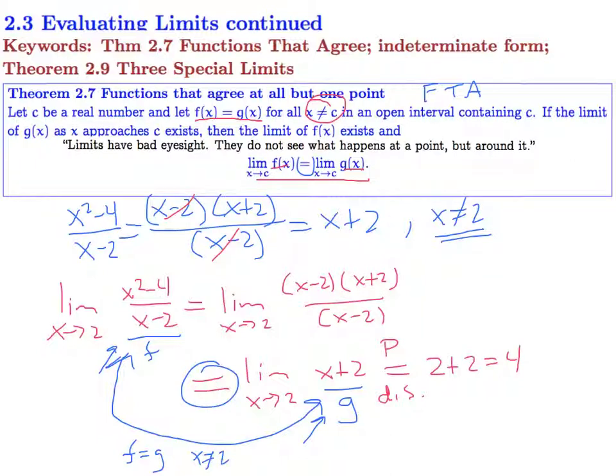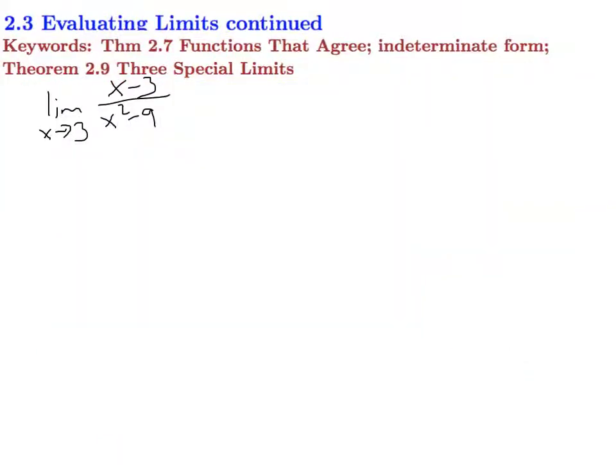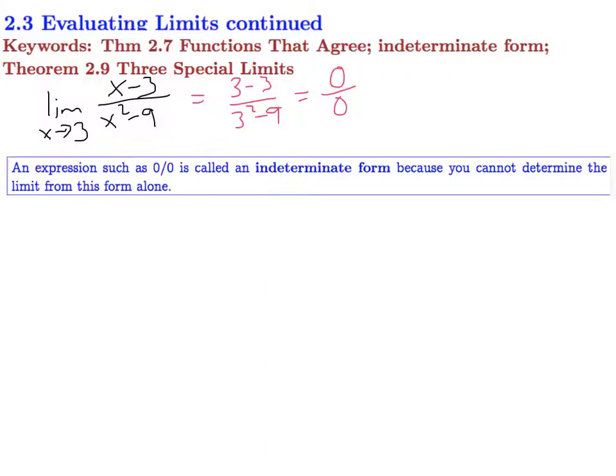So let's look at another example of this. Let's try to compute the limit as x approaches 3 of x minus 3 all over x squared minus 9. Again, it doesn't hurt, we could always just try to do a direct sub and see what happens. So we just put 3 in there, and unfortunately we end up with 0 over 0. And so what we've said before is this is going to be called our indeterminate form. An expression such as 0 over 0 is called indeterminate form. We can't determine the limit yet from this alone. The limit could exist, it might not exist, we need to try something else.